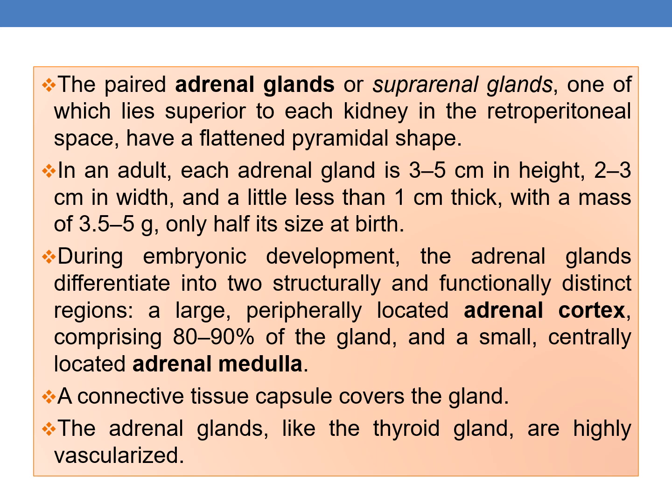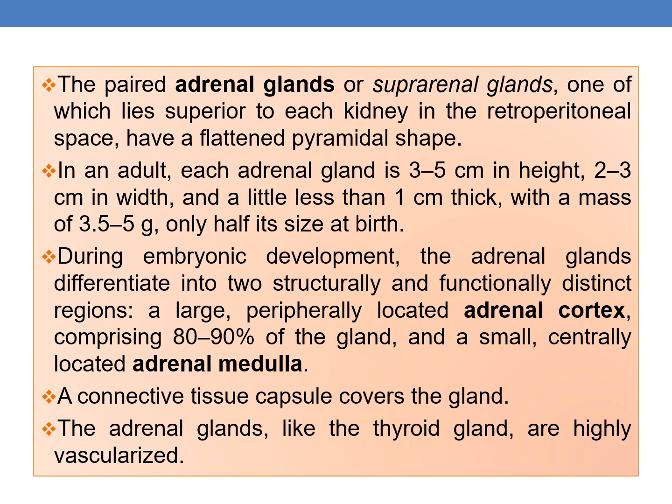a flattened pyramidal shape. In an adult, each adrenal gland is 3 to 5 centimeters in height, 2 to 3 centimeters in width, and a little less than 1 centimeter thick, with a mass of 3.5 to 5 grams, only half its size at birth.